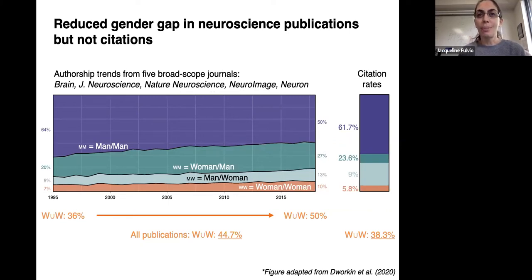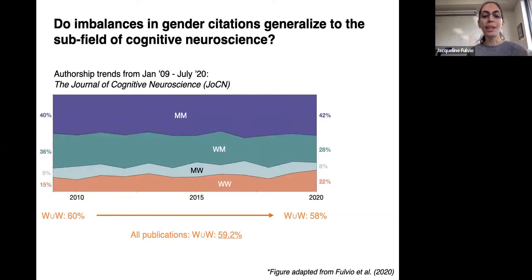But, you know, of course, we should keep in mind that this is a broad view of a very diverse field. So this is just neuroscience in general, and there are many subfields to neuroscience. So we asked whether this trend generalizes to more focused domains where base rates and citation practices may look different than the broader field as a whole, and where interventions may have more impact. So we focused on the subfield of cognitive neuroscience, and that's the field in which we carry out our research. And so what we did was we undertook the same approach as Dworkin and colleagues.